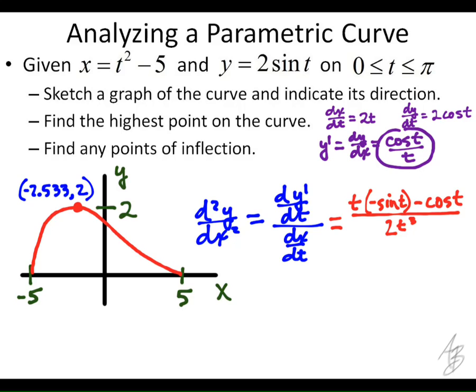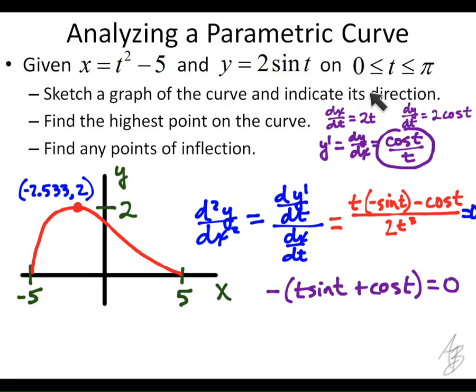Yeah, so we need to set this equal to 0. So we need to find the critical points or the potential inflection points by setting the second derivative equal to 0. So we set that equal to 0, which means that the numerator is going to have to equal 0. So we have negative t sine of t plus cosine of t equals 0. And how do I solve that?